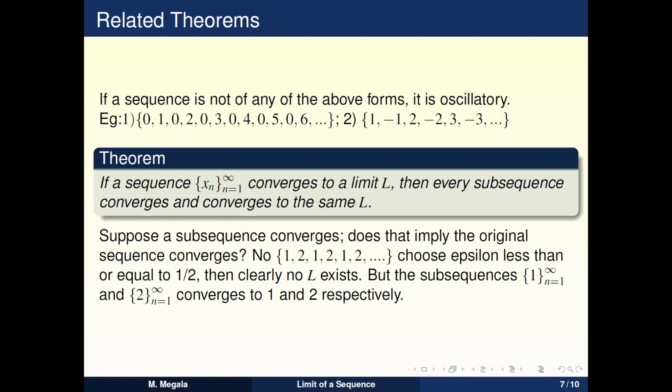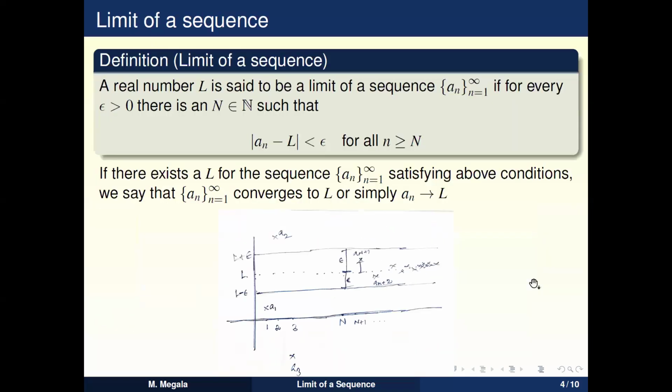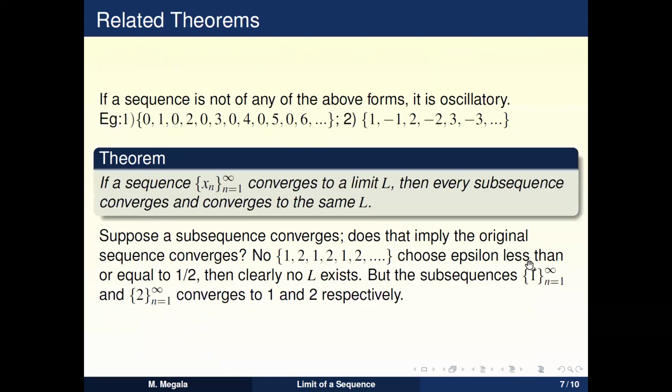Why? Because 1 minus 1 is 0, or c minus c, whatever constant you consider. A constant sequence converges to that number. If I take both the same, the difference is 0, and 0 is always less than any positive epsilon. It is true from the first element itself. So a constant sequence always converges to that constant. Here it converges to 1 and it converges to 2.